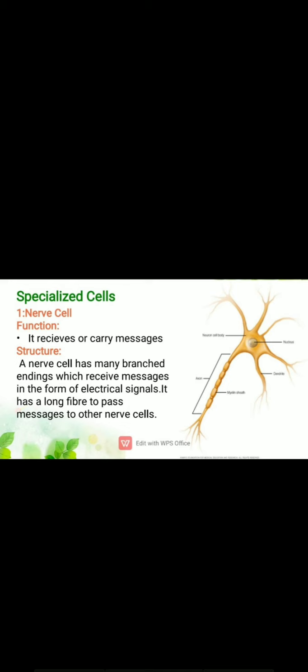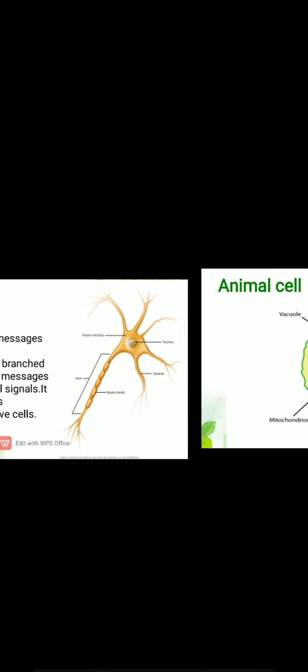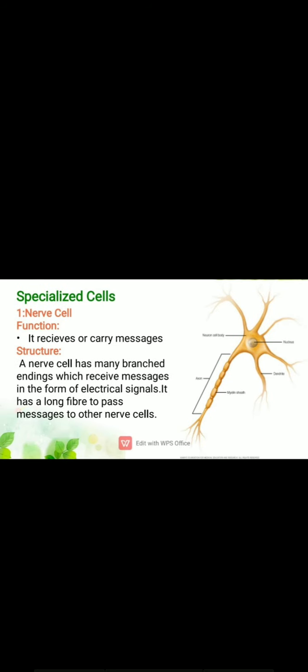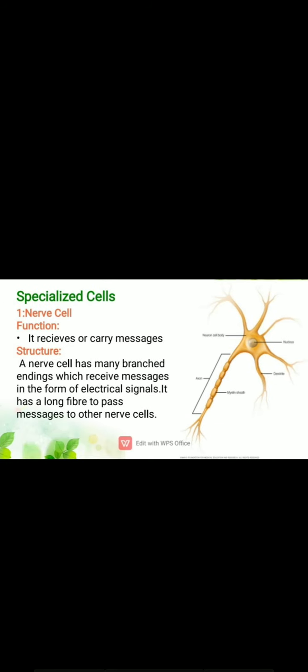You can see that the nerve cell has branched endings which receive messages or carry them to different parts. Its shape is not like a typical animal cell. Its shape is different because its function is different, but it has the same body parts as animal cells: a nucleus, mitochondria, vacuole, and cytoplasm. Just its shape is different.